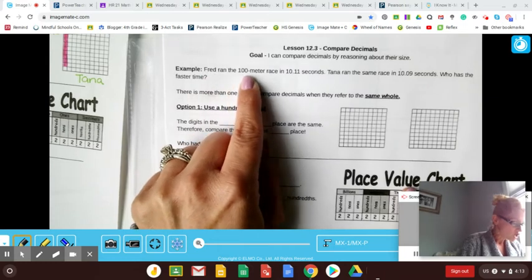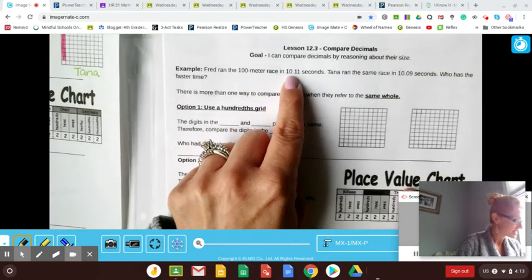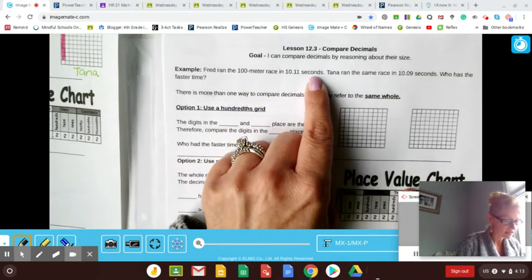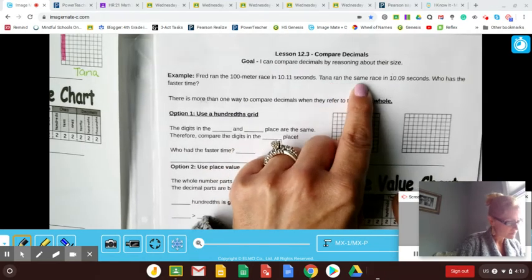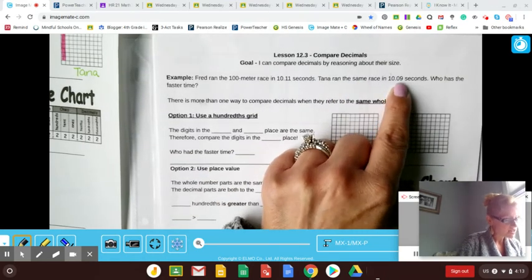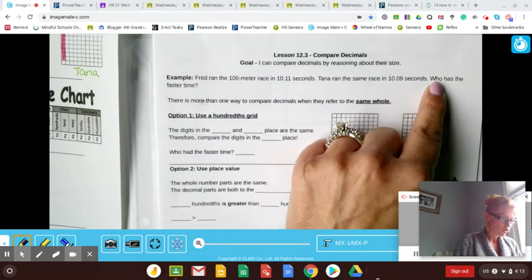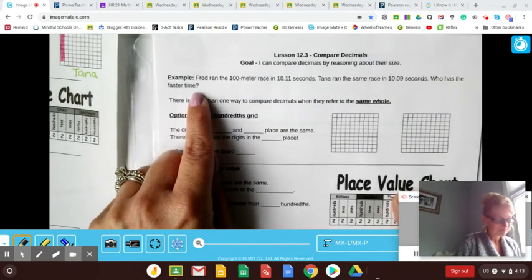Fred ran the 100-meter race in 10 and 11 hundredths seconds. Tana ran the same race in 10 and 9 hundredths seconds. So who has the faster time?